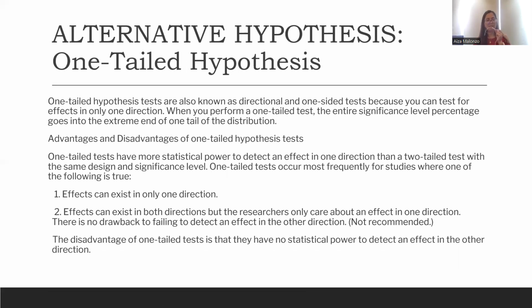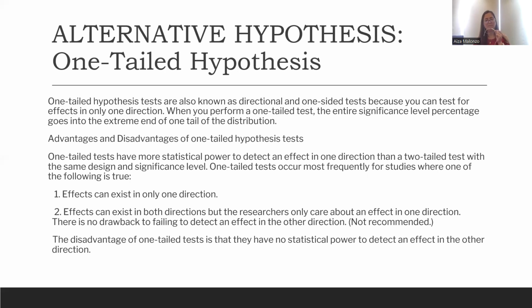There are advantages and disadvantages of the one-tailed hypothesis. One-tailed tests have more statistical power to detect an effect in one direction than a two-tailed test with the same design and significance level. One-tailed tests occur most frequently for studies where one of the following is true. The effect can exist in only one direction. Or the effect can exist in both directions, but the researcher only cares about an effect in one direction alone.